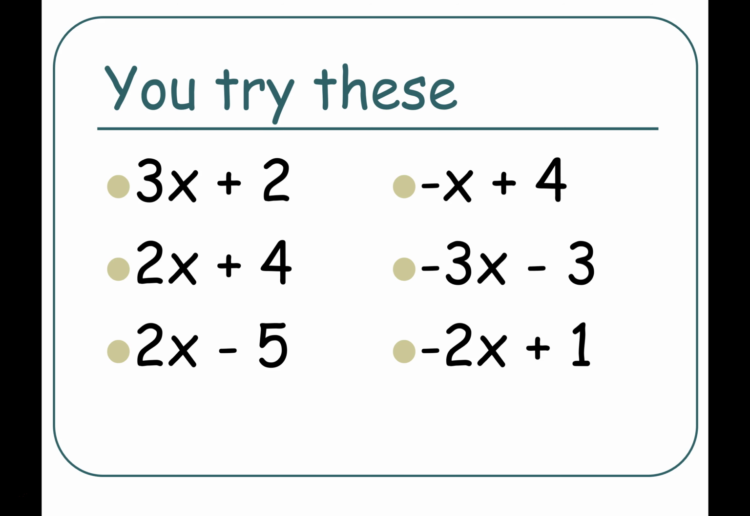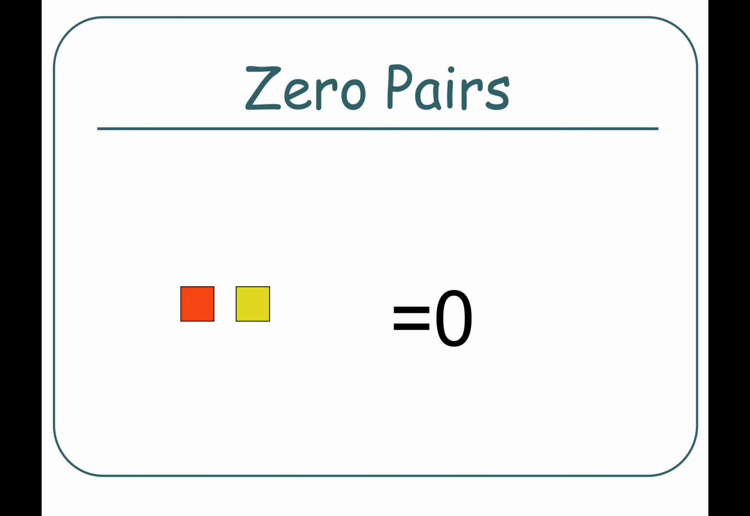And if that's a little confusing, if you want to borrow a set of algebra tiles, let me know, and you can go back through this video doing it that way, or we can do it in tutorials. That works as well. Zero pairs. Just like we had zero pairs in the two color counters, we also have zero pairs with algebra tiles. One negative, one positive, that's going to equal zero, and those will go away.